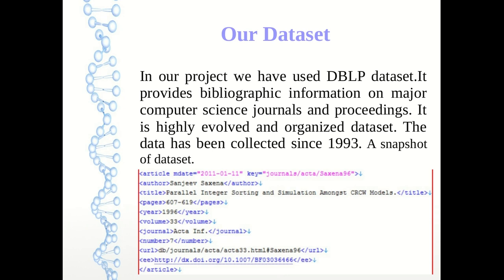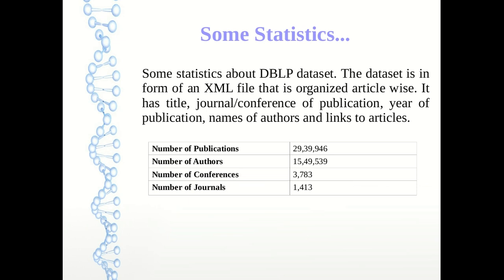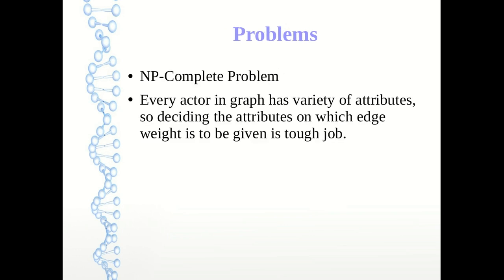Each of them is described by the author's name, the title, and pages. If it is a journal paper or conference paper, then the pages, the year in which it has been published, the volume of the journal in which it has been published, and a link to that article. Some statistics about our dataset can be seen on the slide. The number of publications is around 29 lakh, the number of authors is around 15 lakh, the number of conferences is around 3700, and the number of journals is around 1400.